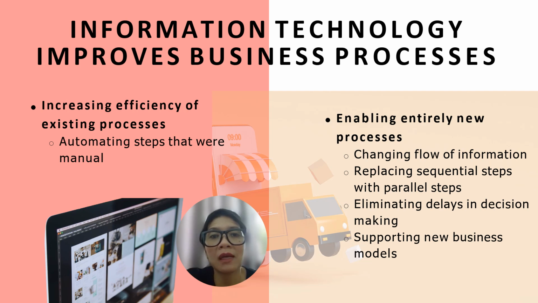So you can see, like changing the flow of information. Information systems enable real-time data sharing across departments, breaking down silos and improving collaboration, and replacing sequential steps with parallel steps. Instead of waiting for one task to finish before another starts, IT allows processes to occur simultaneously, speeding up workflows. And eliminating delays in decision making. With tools like dashboards and analytics, managers can access insights instantly, enabling faster and more informed decisions.